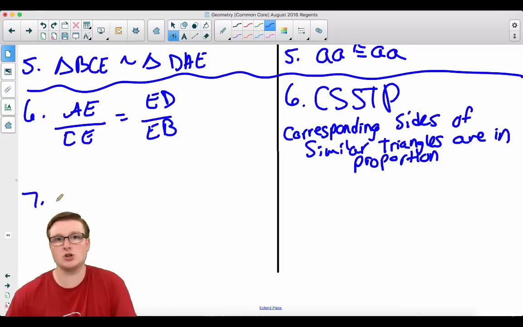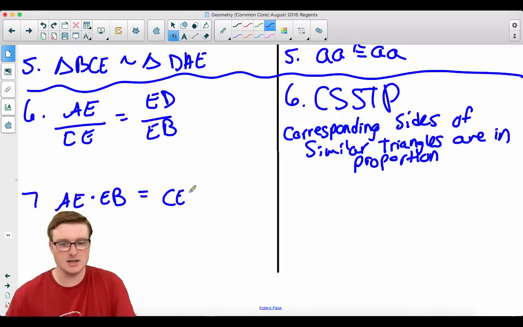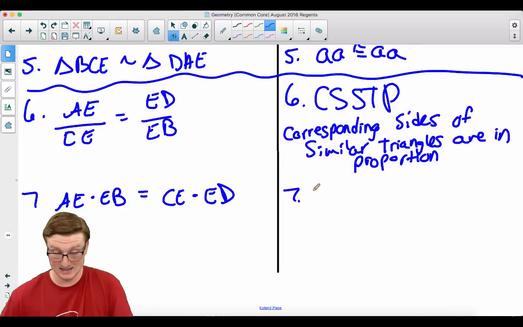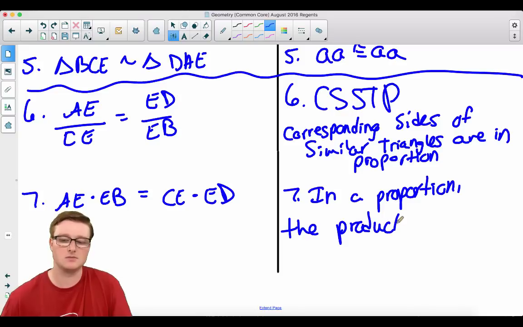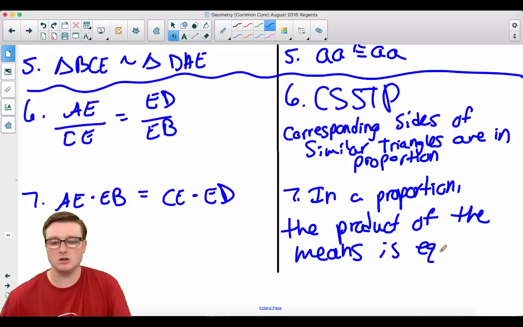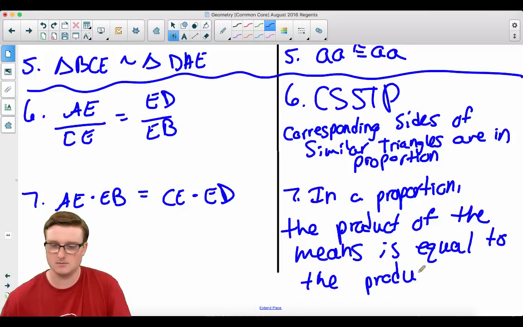Now, last but not least, number 7, we're trying to prove the theorem. I'm going to say that AE times EB is equal to CE times ED, and your reason is in a proportion, the product of the means is equal to the product of the extremes.